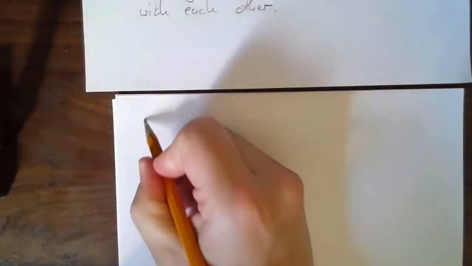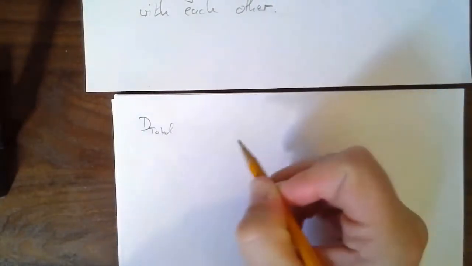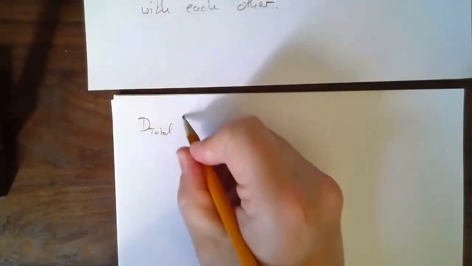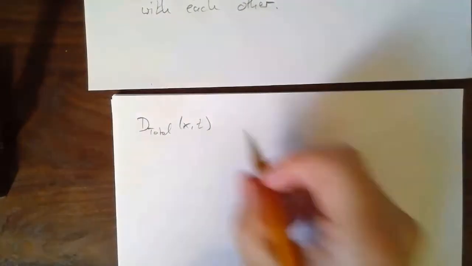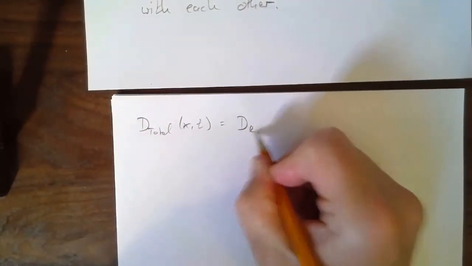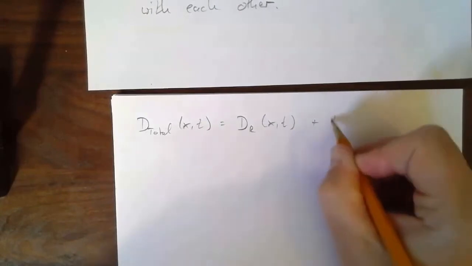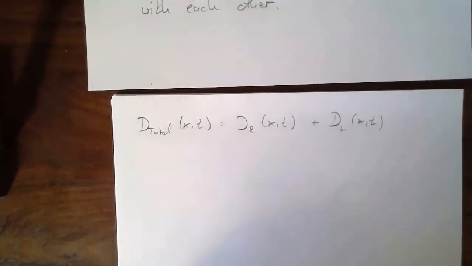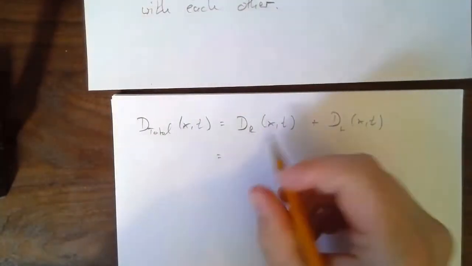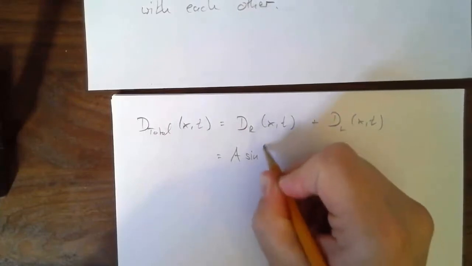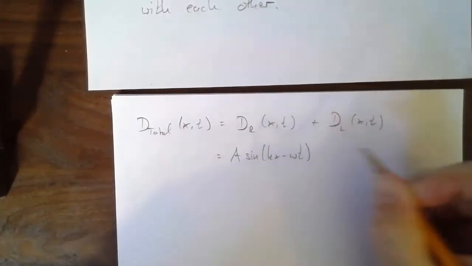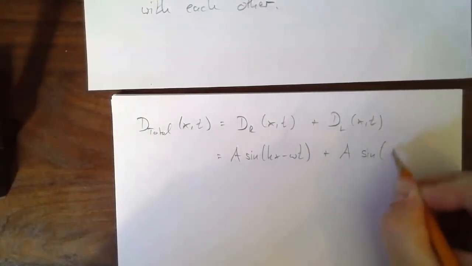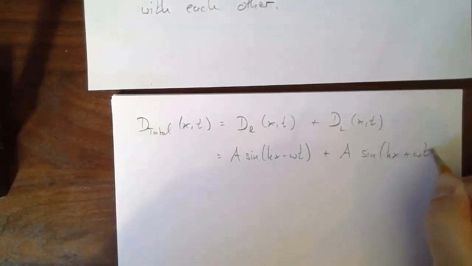So the total displacement we're going to get when adding two sine functions, well, first of all, it's also a function of position and time, of course. So it's going to be the wave traveling to the right. I'm going to add to it the wave traveling to the left. Right. So principle of superposition, I just add the displacements. So let me write it out. A sine kx minus omega t, so that's the one I had in blue previously, plus A sine kx plus omega t.